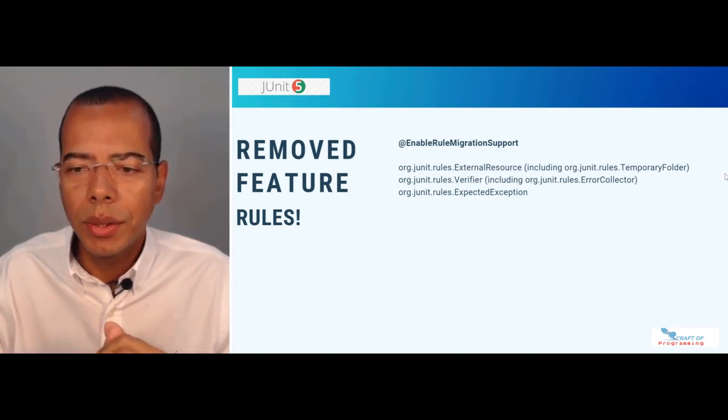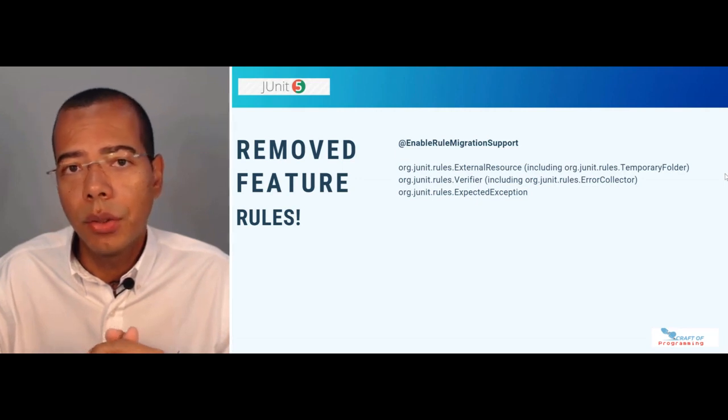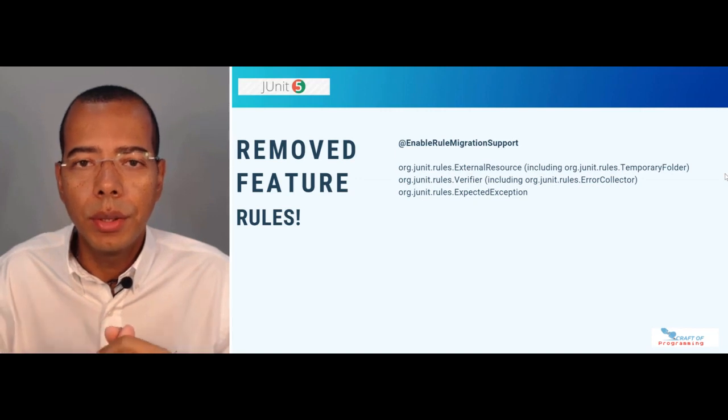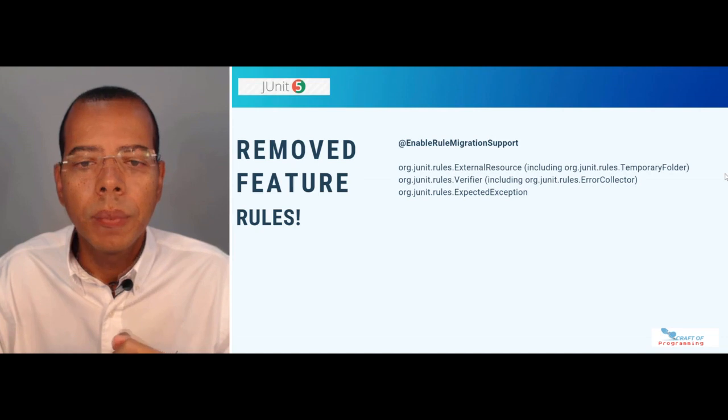Basically, it just supports ExternalResource, where TemporaryFolder is an example of, Verifier, and ExpectedException. So it's a limited support of the existing JUnit 4 rules. And the way you do it is you use this @EnableRuleMigrationSupport tag on your tests.